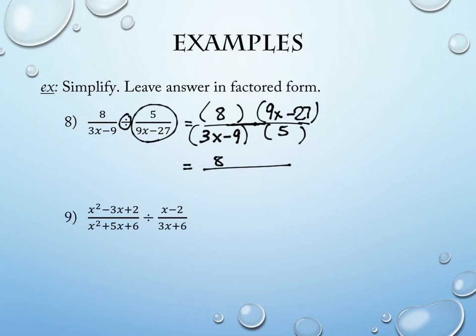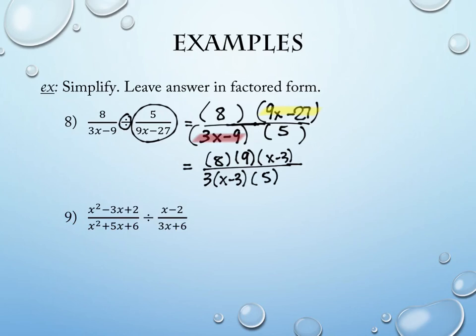How about the 9x minus 27? Take the 9 out, and I am going to put my 8 and my 9 in parentheses to remind myself all these pieces are going to be multiplied. If I take the 9 out of 9x minus 27, what am I left with? X minus 3. Perfect. How about the denominator, 3x minus 9? Take a 3 out, and I'm left with x minus 3. And then I have a 5.